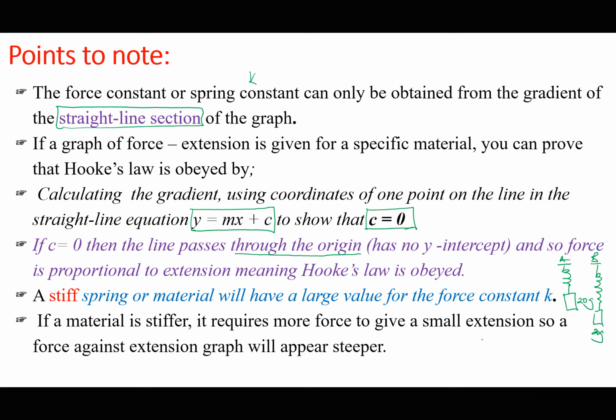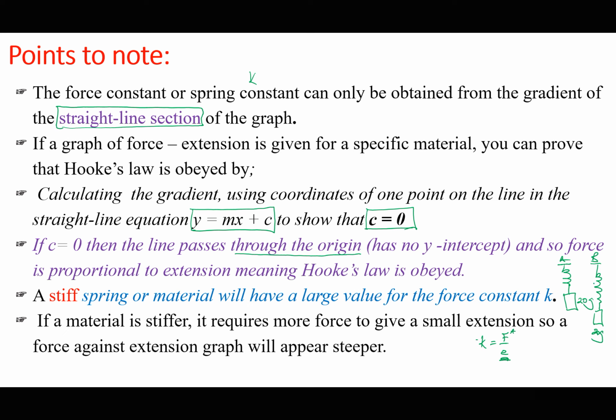So from constant K equals the load divided by the extension, the load is the same. But for A, the same load is causing a smaller value of E, and for B, the same load is causing a bigger value of E. So it means K is smaller for B. Because E is smaller for A, it means K is bigger. Because E is bigger for B, it means K is smaller.